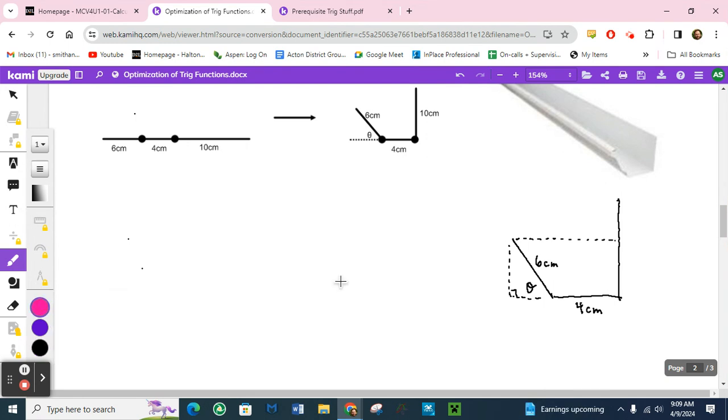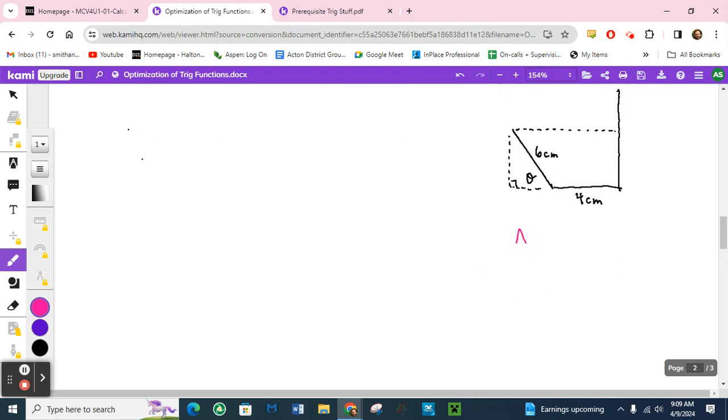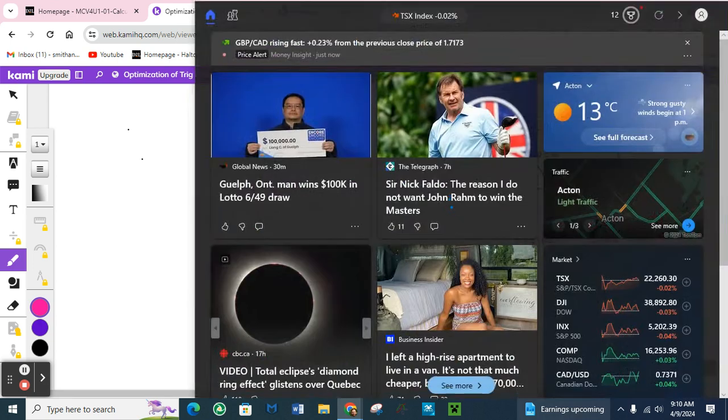I'm just going to go down here. A little grade 10 SOHCAHTOA review for you guys. You guys know that the cosine of an angle is the adjacent side over the hypotenuse. So how can we get the adjacent side?